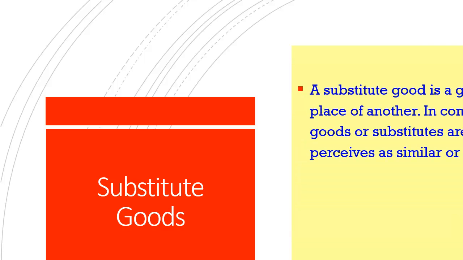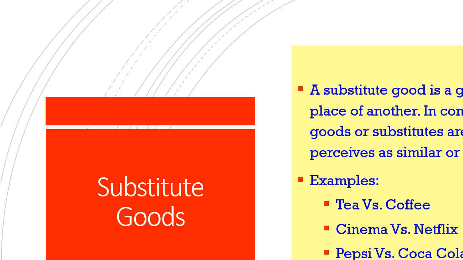So let's recall the difference between substitute goods and complementary goods. First, let's go through the definition of a substitute good. A substitute good is a good that can be used in place of another good. In consumer theory, substitute goods or substitutes are products that consumers perceive as similar or comparable. So the consumer chooses either product A or product B.